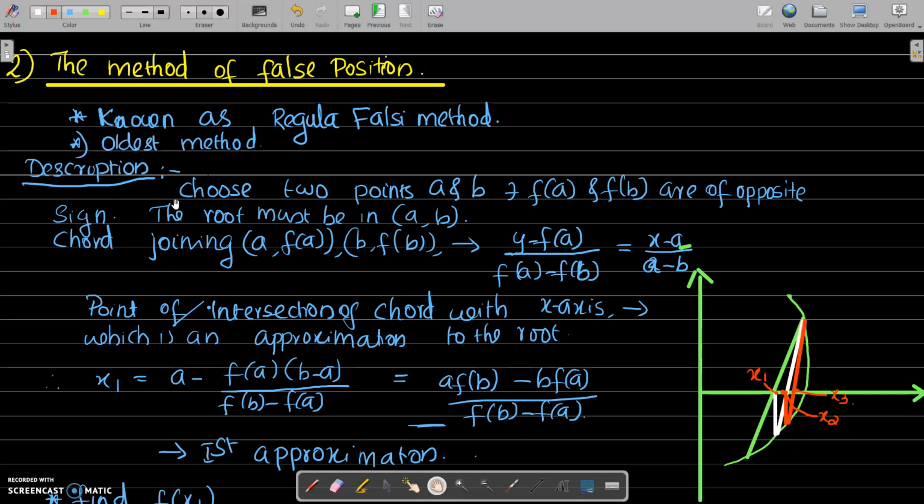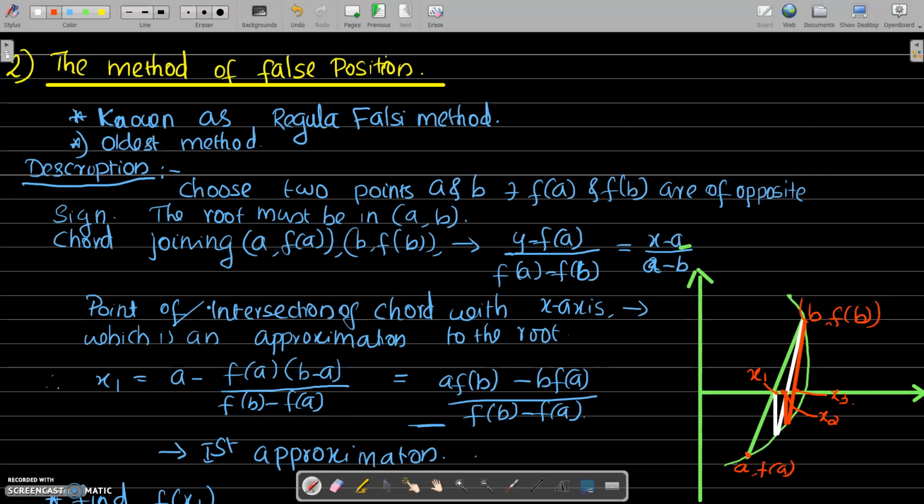This is the description. Choose 2 points A and B, this is A and this is B, such that f of A and f of B are of opposite signs. Here f of A is negative, here f of B is positive. Then the root must lie between A and B. Then draw a chord joining the points A, f of A and B, f of B.